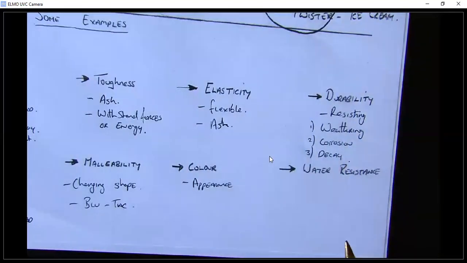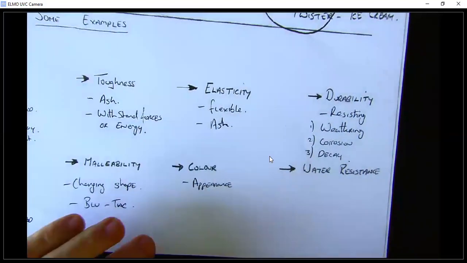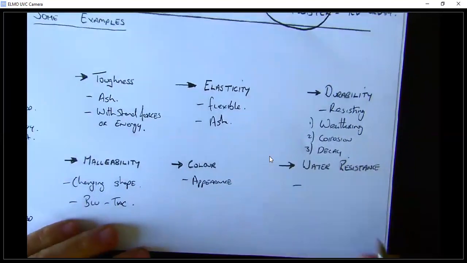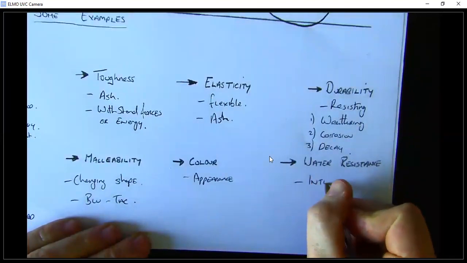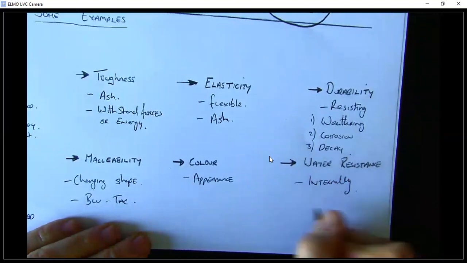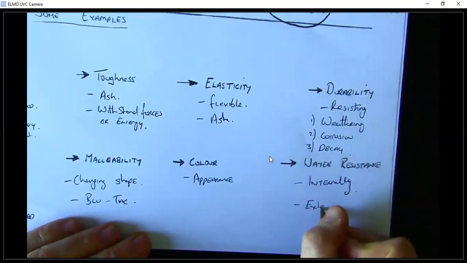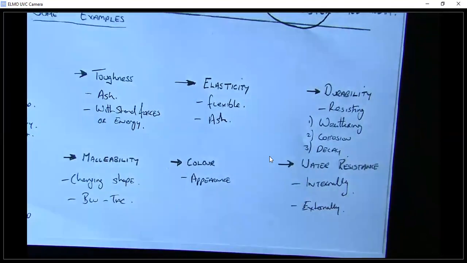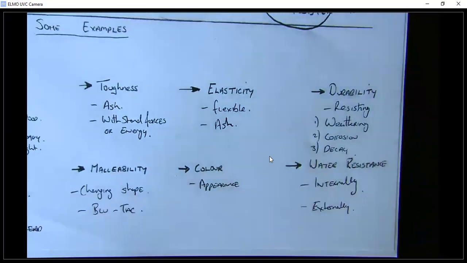So the last one we're going to look at here, guys, is water resistance. When we're talking about water resistance, we're looking at using woods internally or externally. When we're choosing a material to use outside, we want to make sure that it has a very good water resistance property. We don't want to put a material out there which is going to rot and decay in 6 months to a year's time, because that's not a good use of materials.